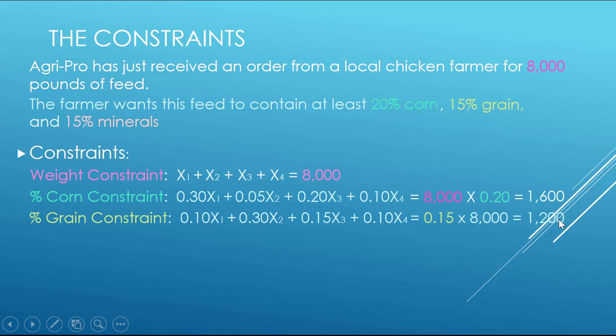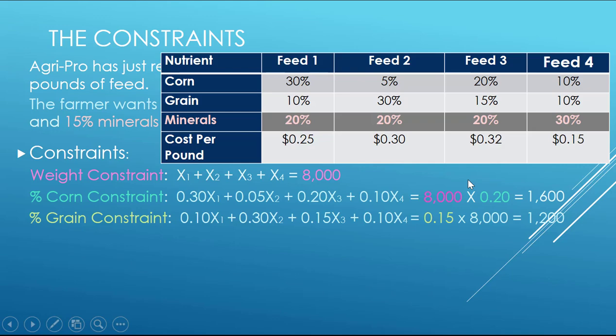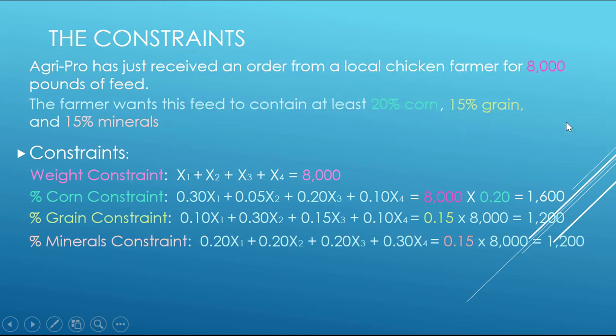And finally, 15% minerals. Looking at our table, minerals are the same within each of the feeds except for feed 4 at 30%. So we do the following: 20% of x1, 20% of x2, 20% of x3, and 30% of x4. And that has to total 15% of the 8,000 pounds, giving us 1,200 pounds of minerals required.